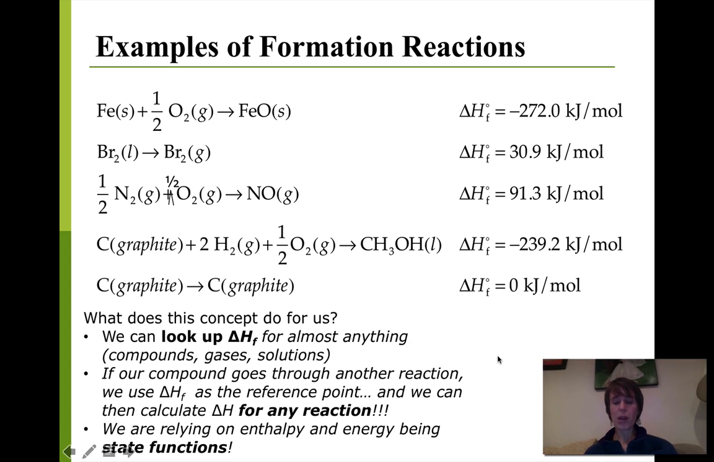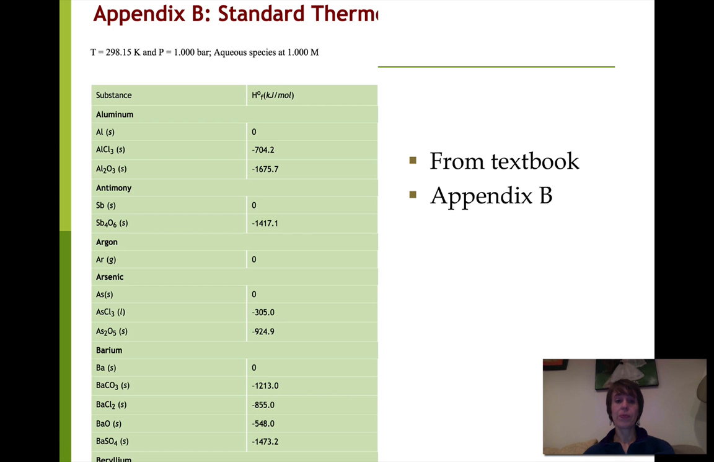So why do we look at these reactions? What does it do for us? We can look up all of these delta H of formation values, all of these enthalpy of formation values, for almost anything. And we use that as a reference point so that we can calculate the change in enthalpy for a more complex reaction involving lots of compounds and different things. We can do this because enthalpy is a state function.